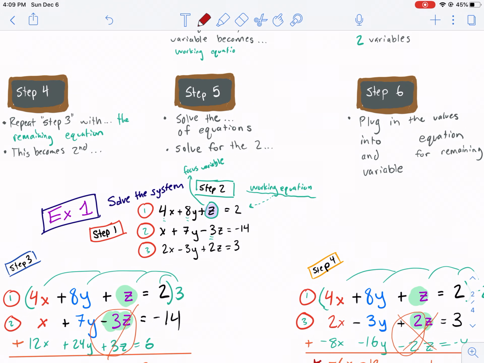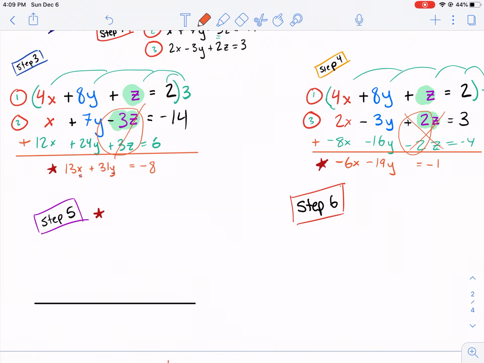Solve the system of equations. And now I'm going to put a star in parentheses just so you know which equation we're solving for. This is our star equations. That's where I like to start. These are our star equations. Solve the system of equations. Let's list our stars here. So we have our first star, let me go ahead and rewrite it. We have 13x plus 31y equals negative 8.